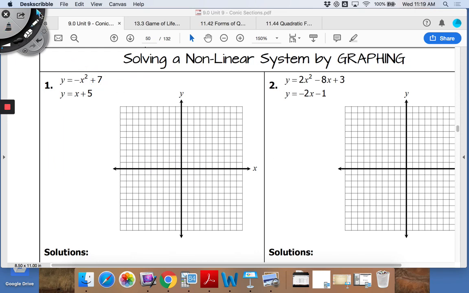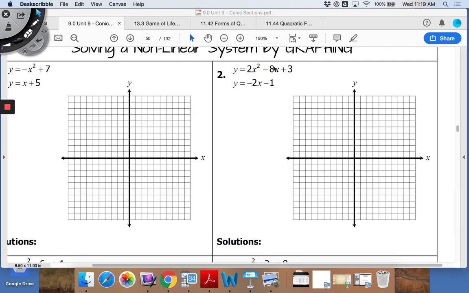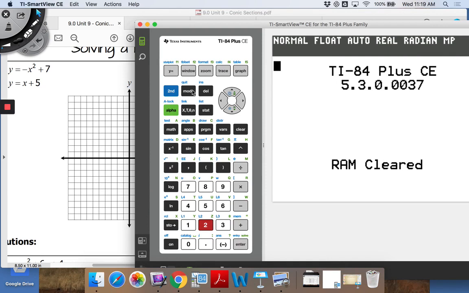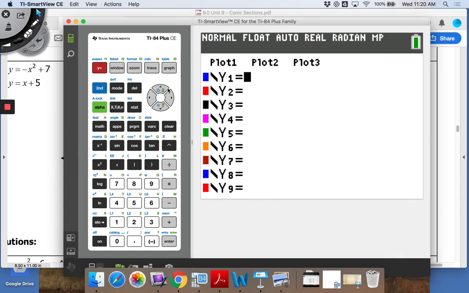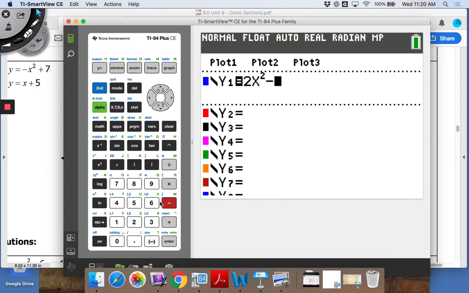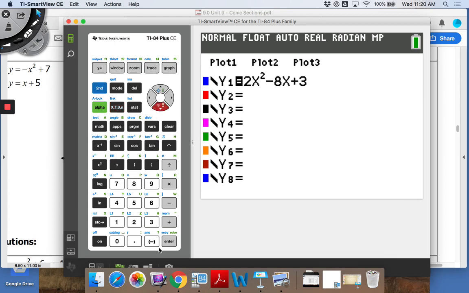Now I'm going to show you another way to do it in the calculator. So these are both in y equals. I'm going to grab my calculator, make sure it's cleared out, go to y equals, and type those in. So it would be 2x squared minus 8x plus 3. And the other equation is negative 2x minus 1.